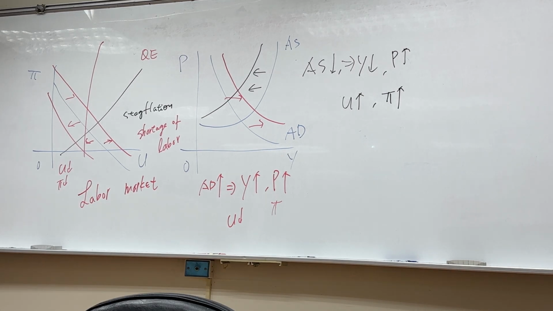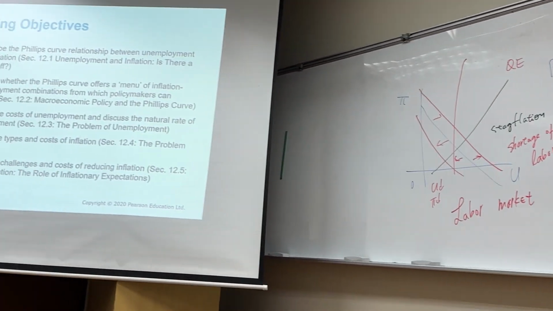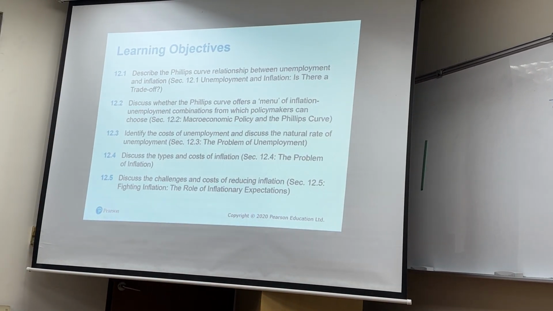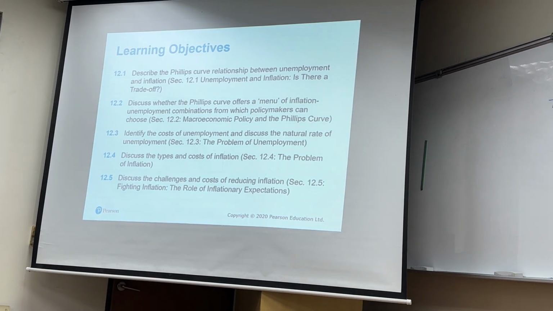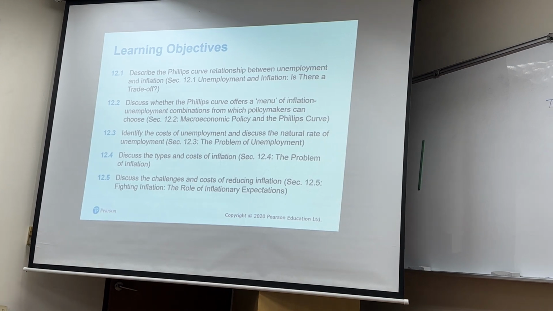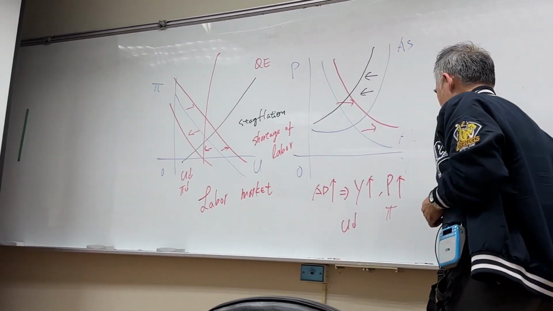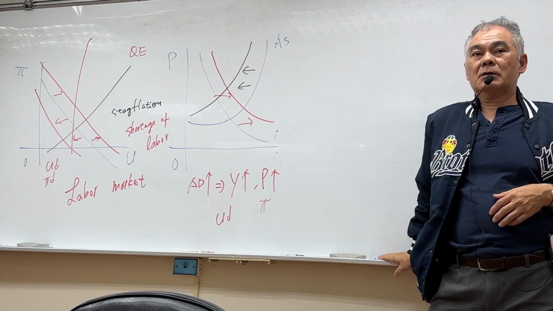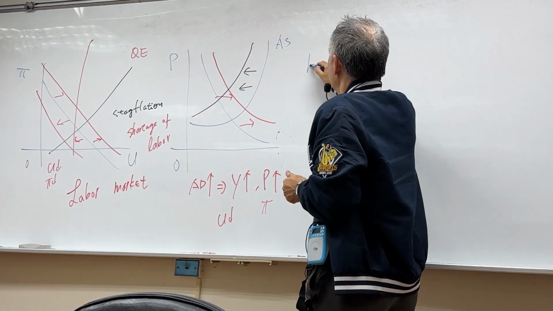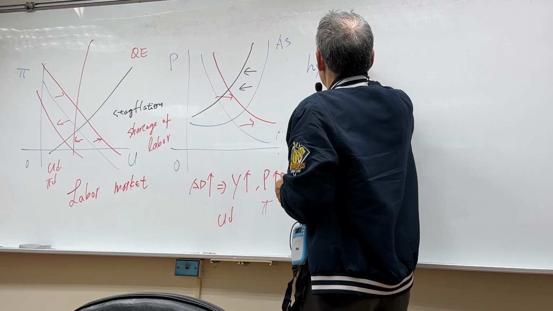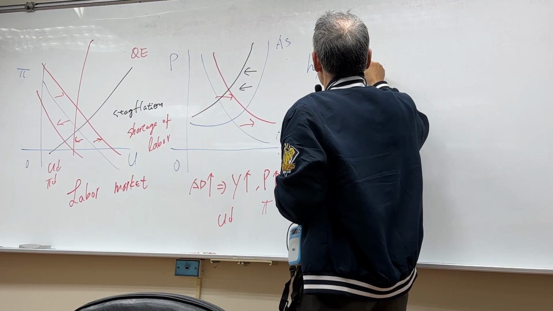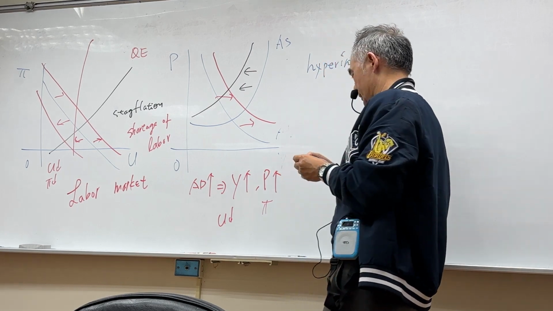Okay, we probably finished 50% of this chapter, but let us go over the others. And here it says, discuss whether the Phillips curve offers a menu of inflation and employment. And the other thing is that when we talk about inflation, there are several types. One is what we call hyperinflation. That means the inflation rate is extremely high.